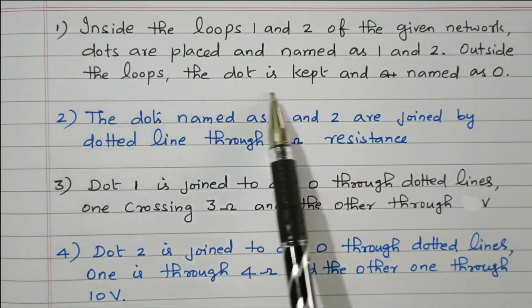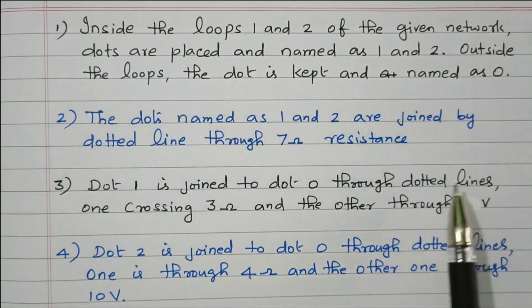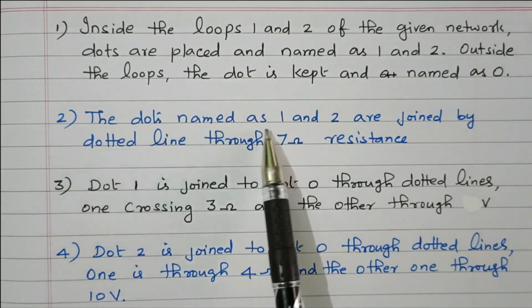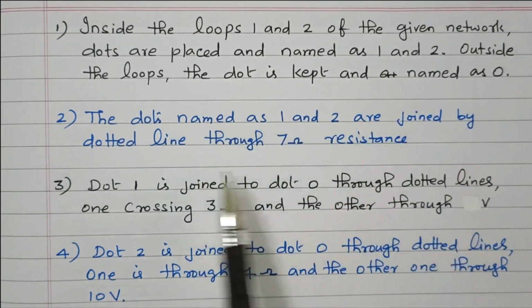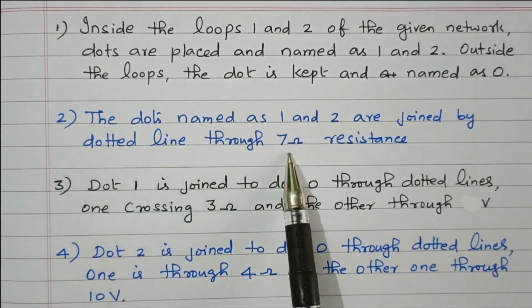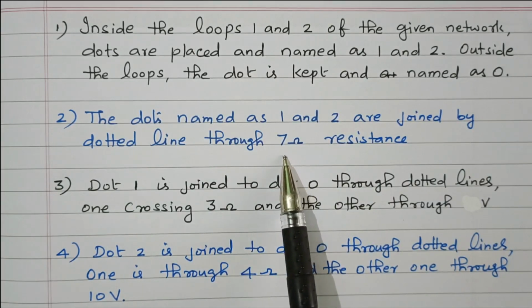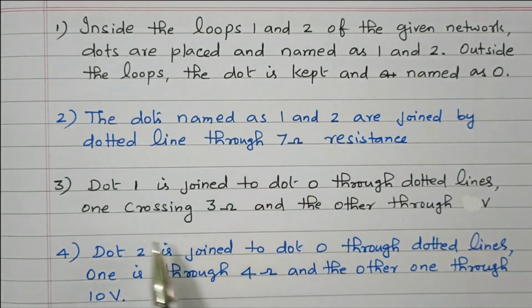Outside the loop, the dot is kept and named as 0. The dots named 1 and 2 are joined by the dotted line through the 7 ohm resistor, so that it will be converted into 7 mho conductance.